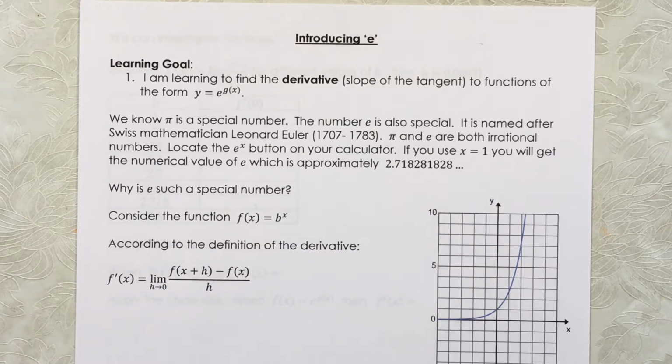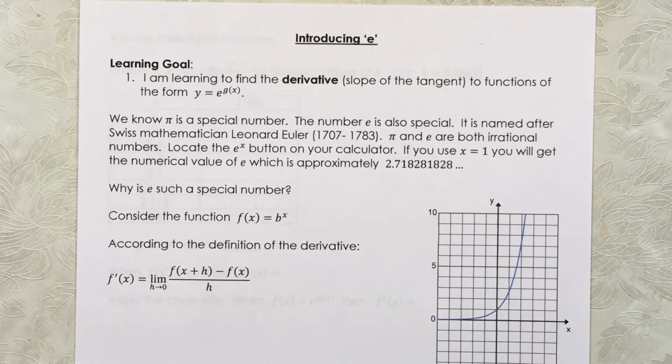So we know pi is a special number. The number e is also special, and we're going to see why it's special. It's really special because of calculus, and you'll see why. It is named after Swiss mathematician Leonhard Euler. Pi and e are both irrational numbers, meaning decimals that go on and on forever, never repeat, never stop.